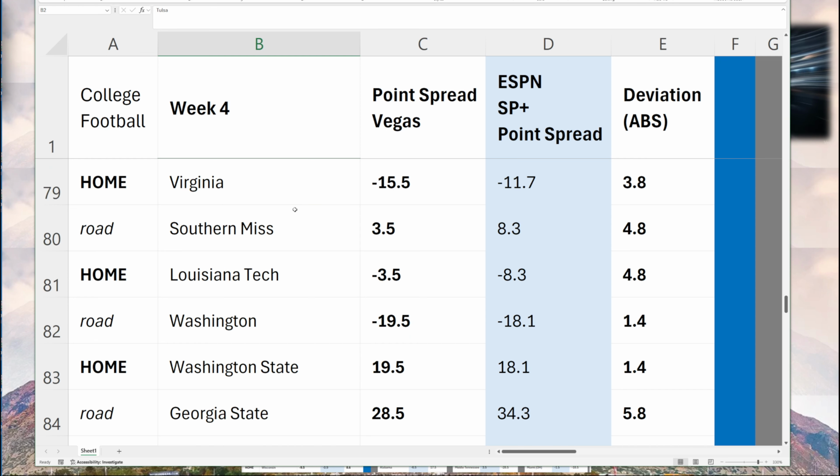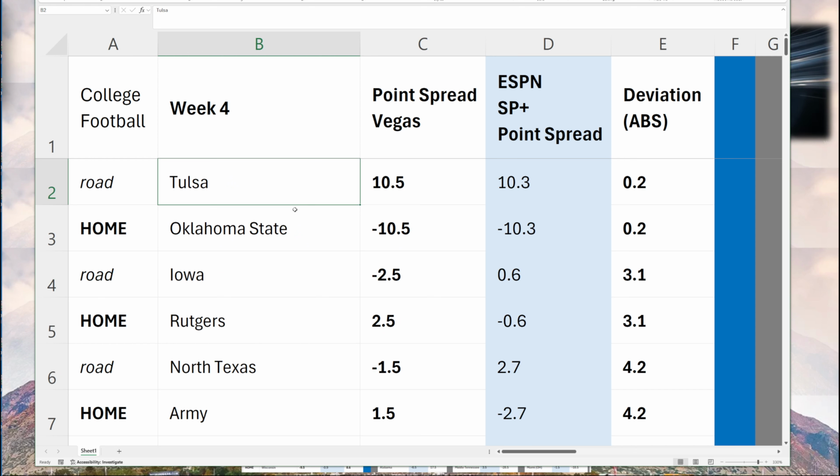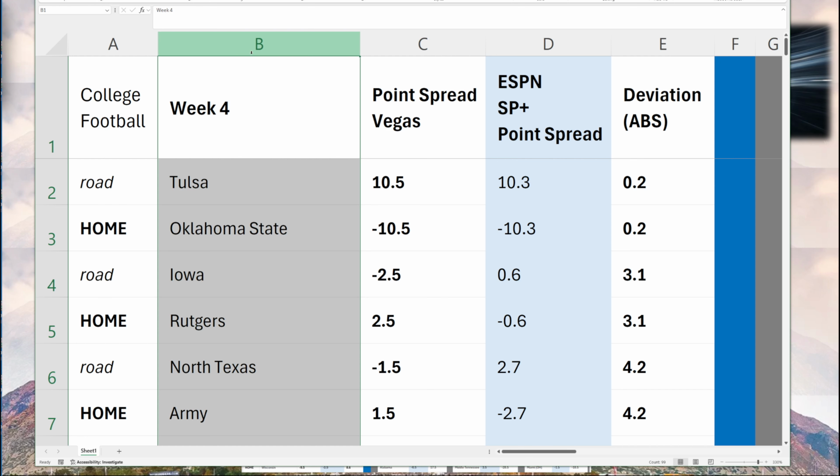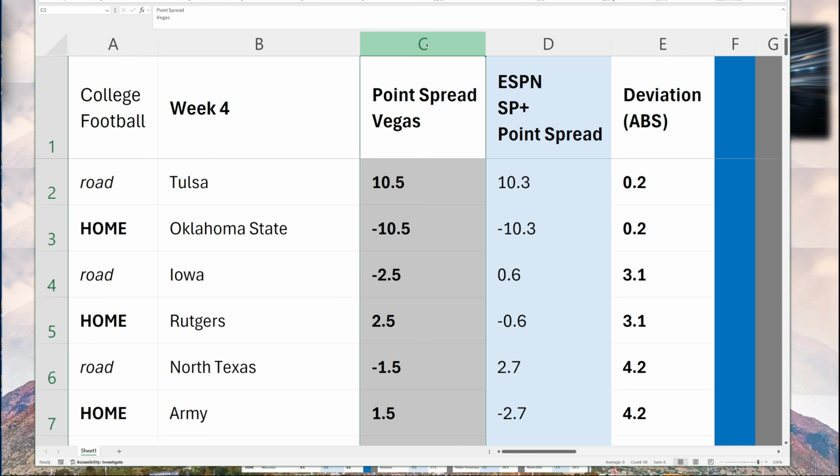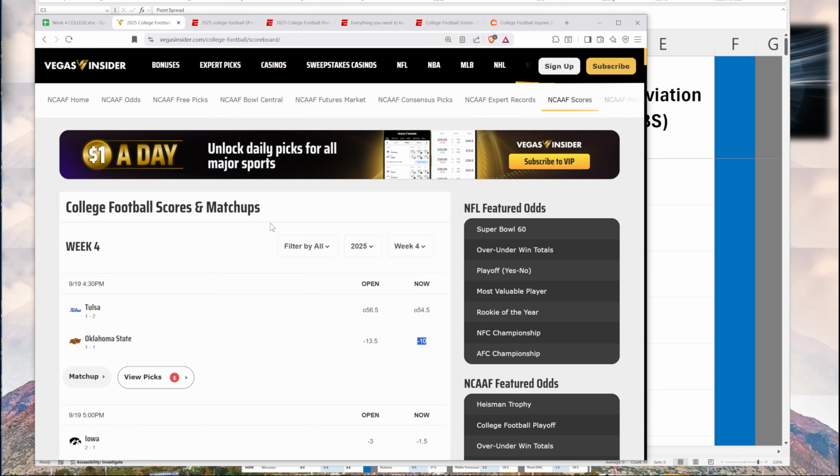So this has all the games, 49 games, from the VegasInsider.com website. I only have the games which are FBS versus FBS. I did not include games that had FCS. So column 2 has the names of the teams, Tulsa, Oklahoma State. And the third column, column C, has the point spread from VegasInsider.com. So the point spread in column C is the point spread from VegasInsider.com.